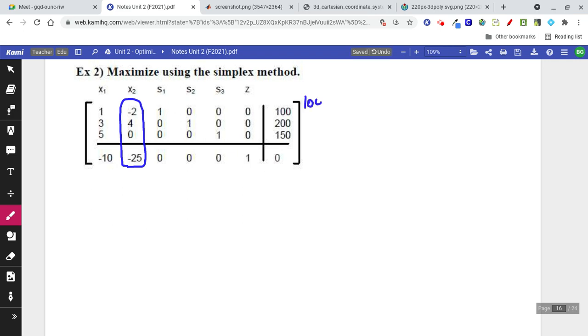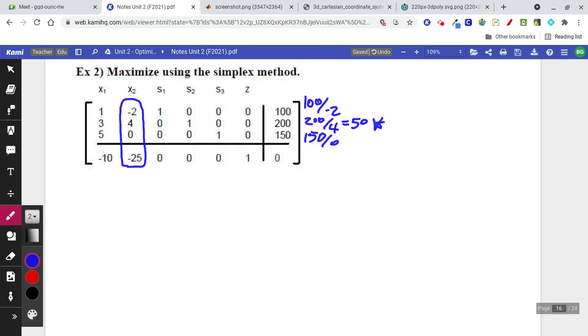Okay. 100 over -2. That's not going to be positive, so I don't even need to look at that one. 200 divided by 4 is 50. And 150 divided by 0 is going to be undefined. So the one that I need to look at is this one. That's the smallest positive, because I didn't even look at the other ones. You can disregard this one because it has a negative. You can disregard this one because it has a 0 on the bottom. I'm only going to look at that 50, the middle row.